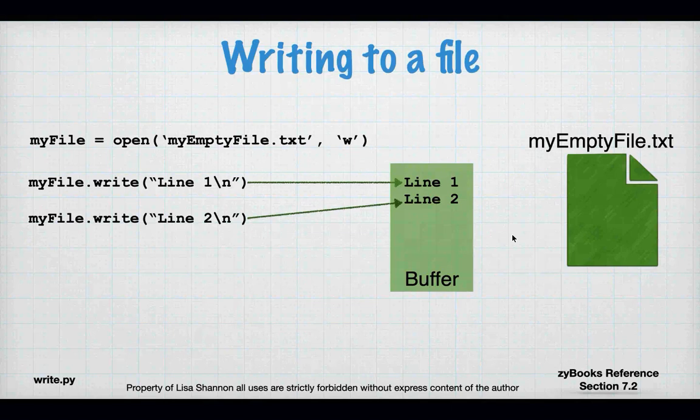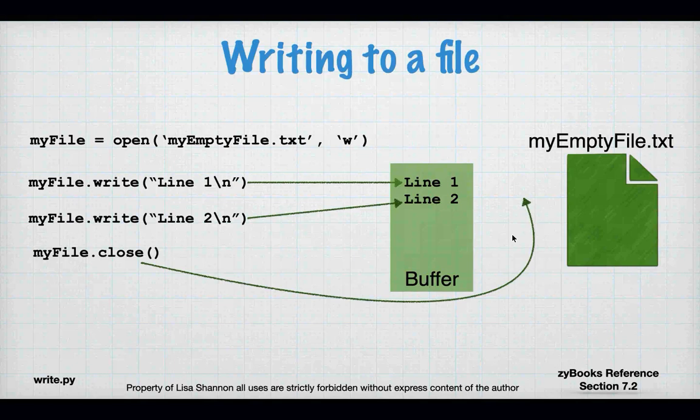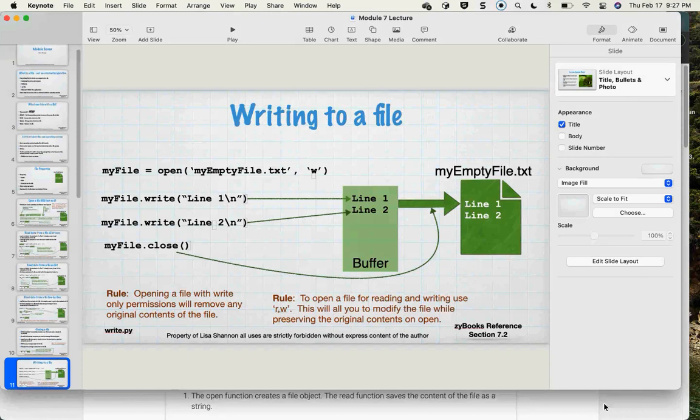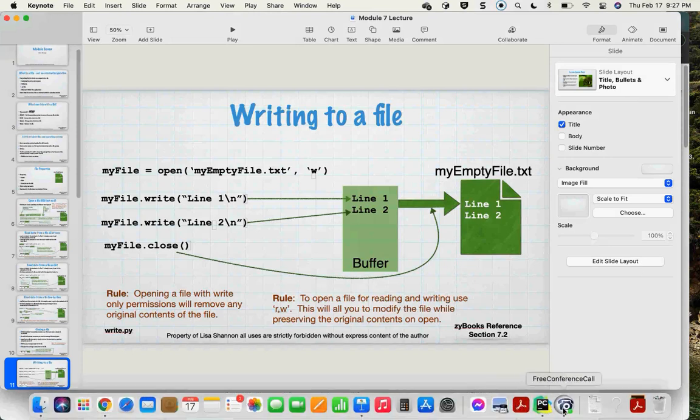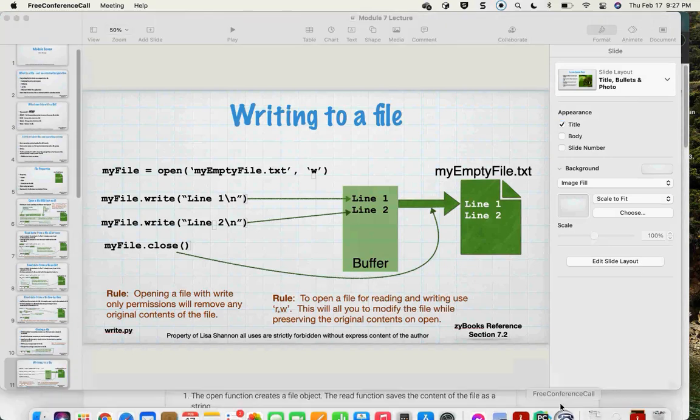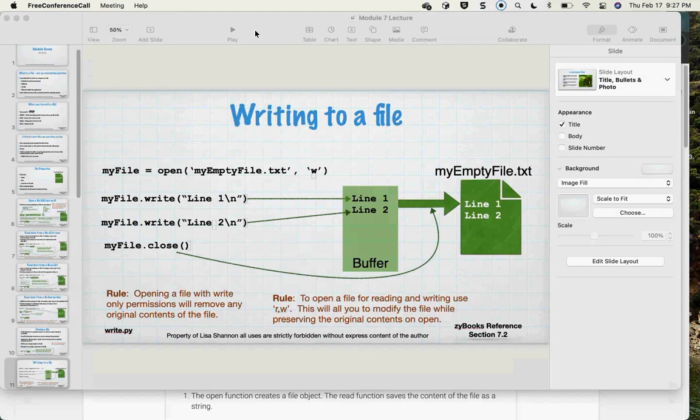But I want it to get to my file. And the way I do that is to close the file. When I close the file, Python flushes the buffer into the file and closes the file. So if I want to see this in action, and by the way, let me know if you guys have any questions or if I'm going too fast.